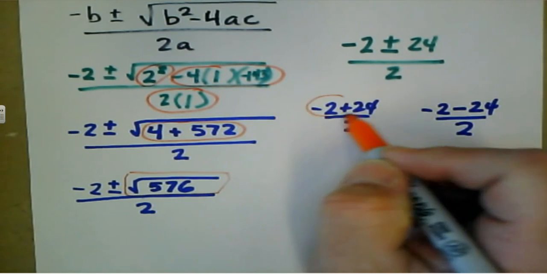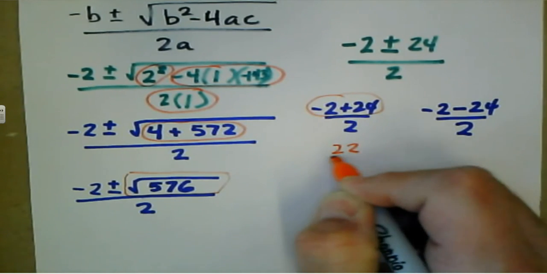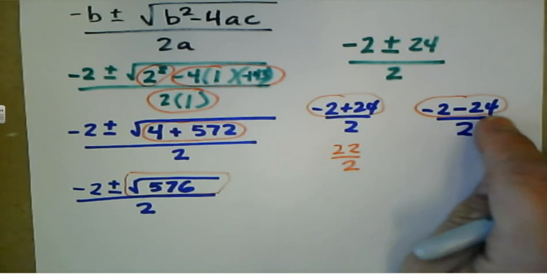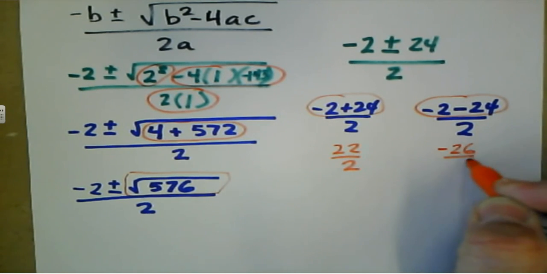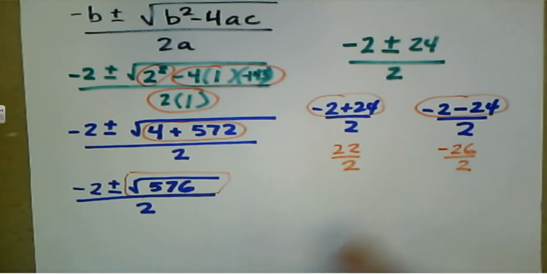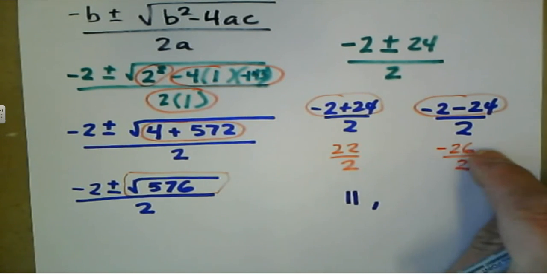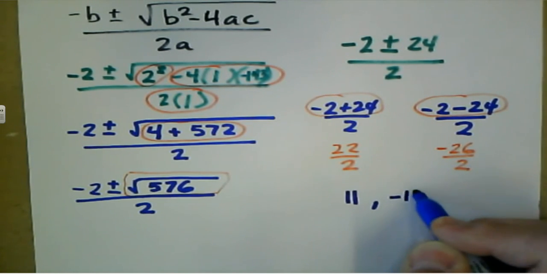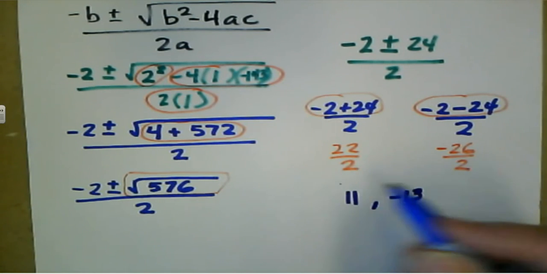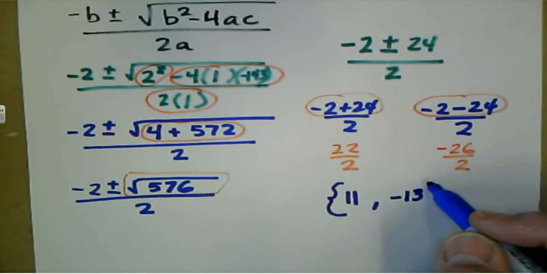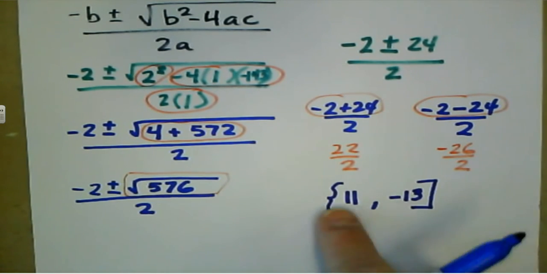Then you just do the tops. -2 plus 24 is 22 over 2. Do the tops. -2 minus 24 is -26 over 2. Then just do the whole thing, guys. 22 divided by 2 is 11. Negative 26 divided by 2, negative 13. Guys, if you can't do a bracket like that, you can do that. One of the two.